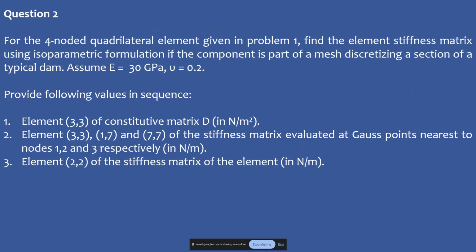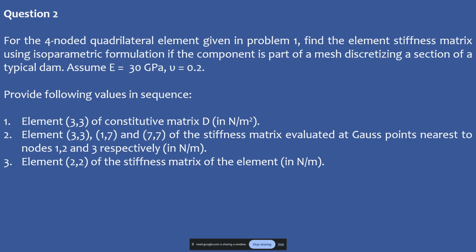you are going to find the element stiffness matrix if the component is part of a mesh discretizing a section of a typical dam. So the question is given to you for the 4-node quadrilateral element given in problem 1. You need to find the element stiffness matrix using the isoparametric formulation if the component is part of a mesh discretizing a section of a typical dam. You need to assume E is equal to 30 gigapascal, Poisson ratio is 0.2.